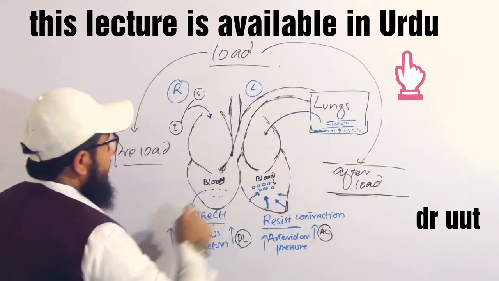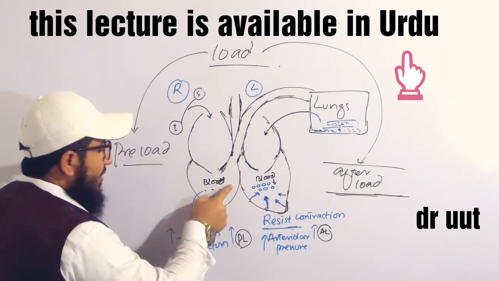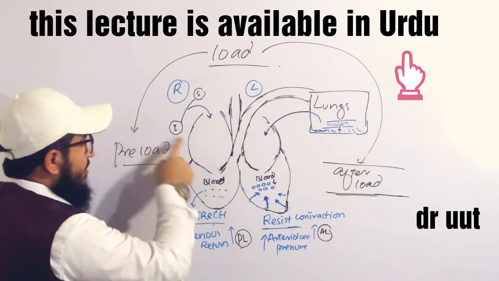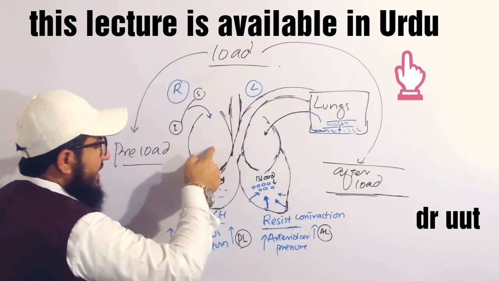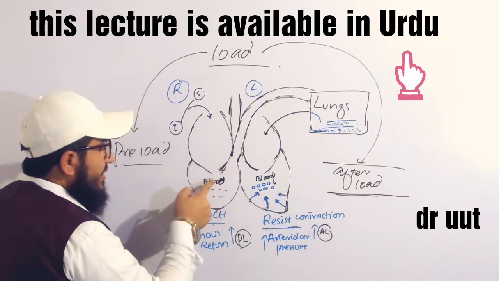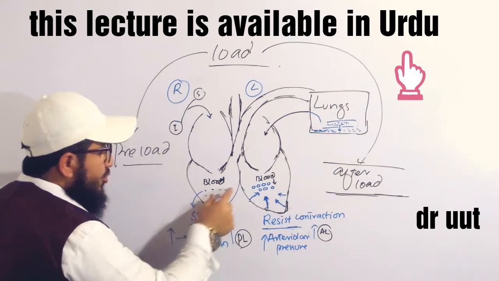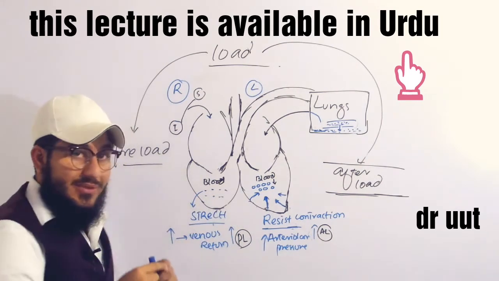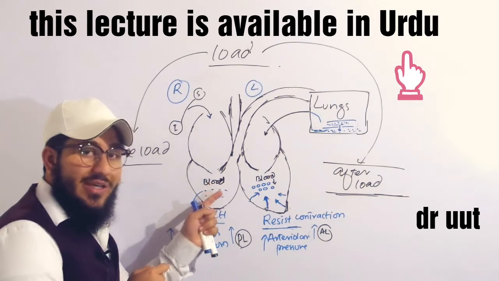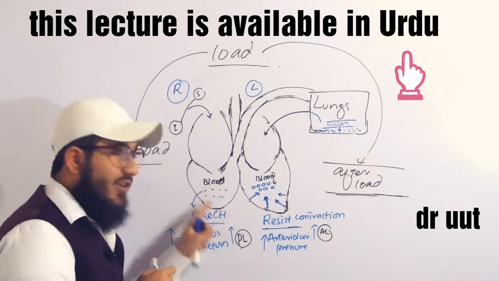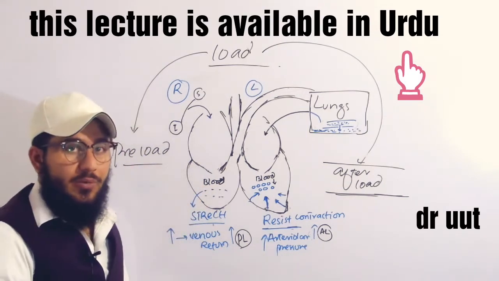Preload and afterload. As you know, the blood enters the atria, then the ventricle. This blood entering from the inferior and superior vena cava is poured into the atria, then it will enter the ventricle, and this entered blood will cause a pressure on the ventricle. Due to which what will happen? The ventricle's muscle fibers will stretch. So now this blood is exerting a pressure on the ventricle fibers to stretch. This pressure is called preload.